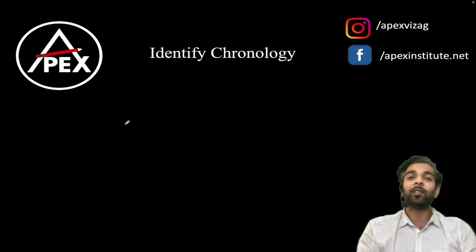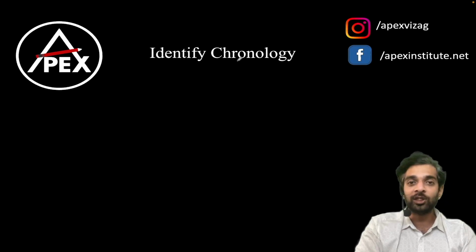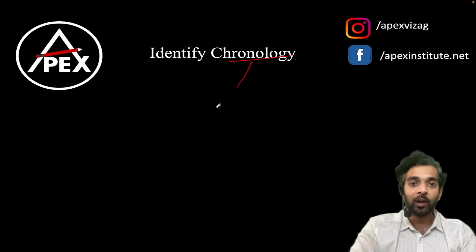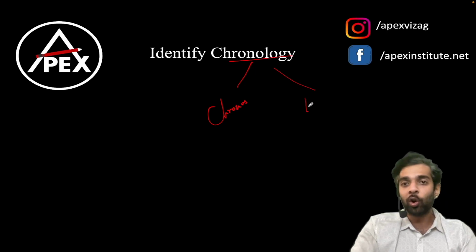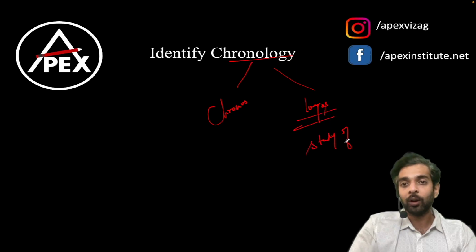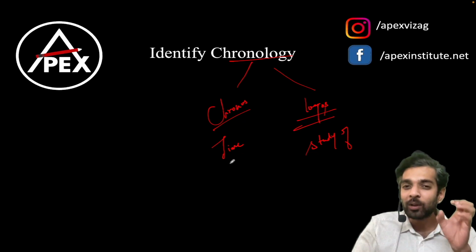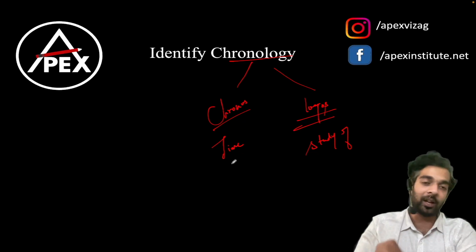Now the next part is chronology. This word chronology comes from 2 root words, chronos and logos, where logos is nothing but study of, and chronos comes from the Greek for time. So chronology is how a particular event happens in an order of time.